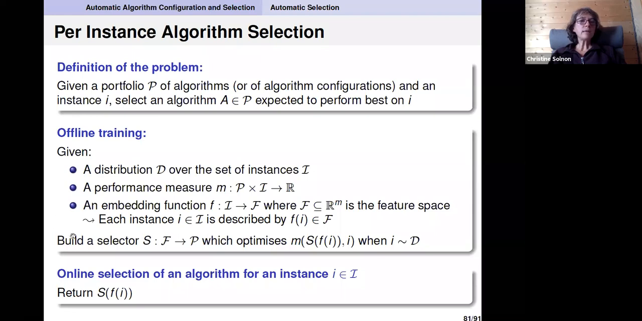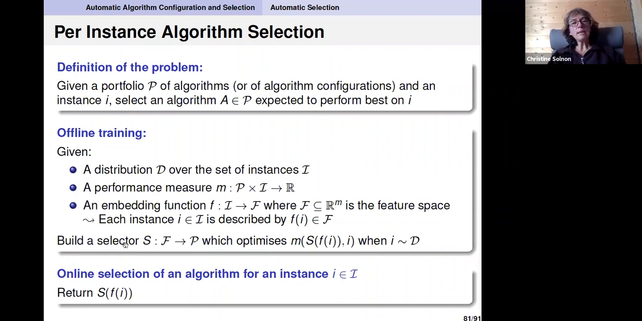And to solve this problem, this is usually done in two steps. The first step is called offline, because we do it before solving instances, and this is a training step because we use machine learning. So in this offline training, we consider a distribution of instances. We have a performance measure. We also embed each instance in a feature space. So we describe each instance by a vector of numerical values.